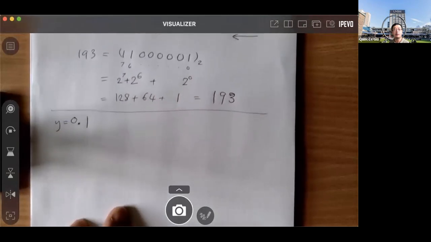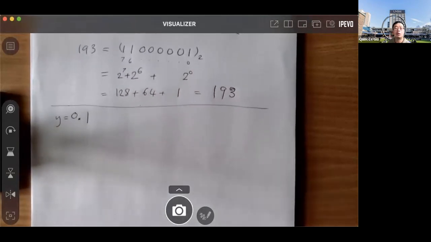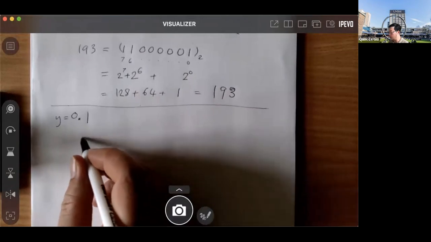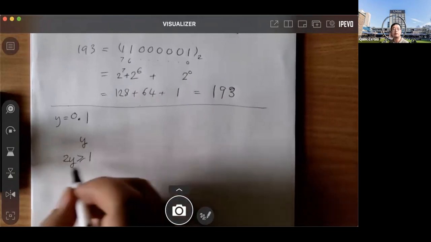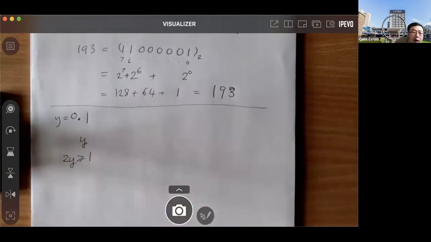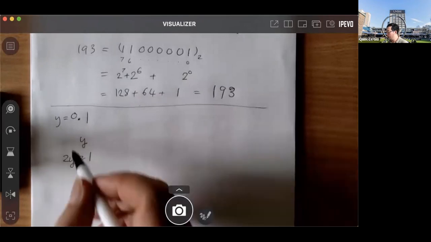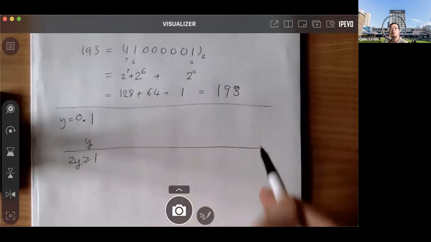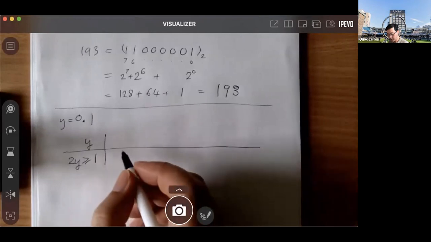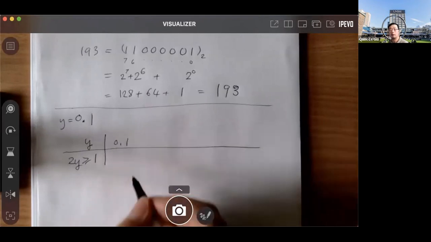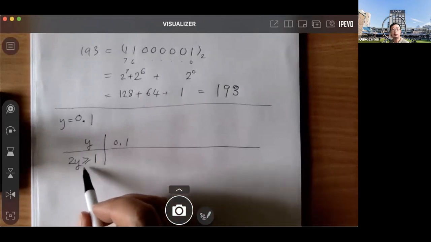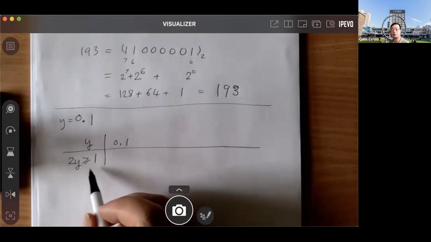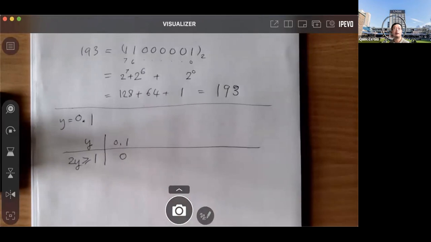You draw a table. So y is here, and you check whether 2y is greater than or equal to 1 or not. This is a logical value, it could be either 0 or 1. Now suppose I put in y equals 0.1. Then I take 2 multiplied by 0.1, and I got 0.2. Is it bigger than or equal to 1? No, it's not. So I put 0 here.